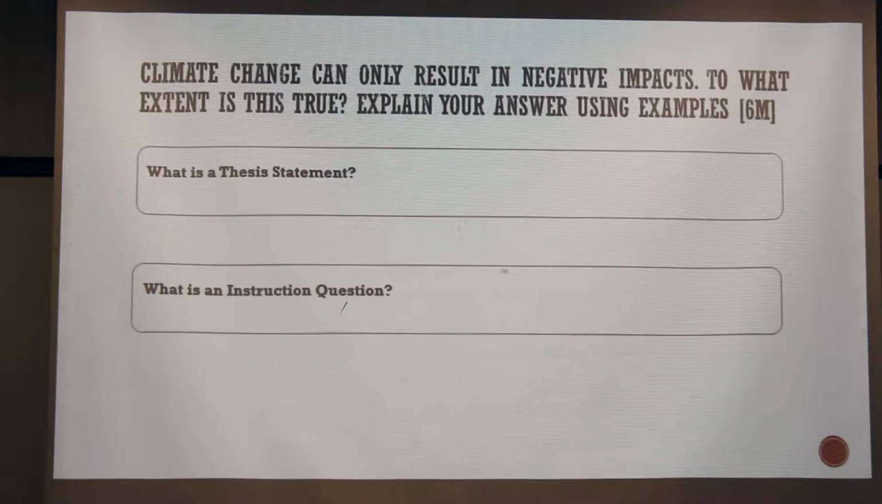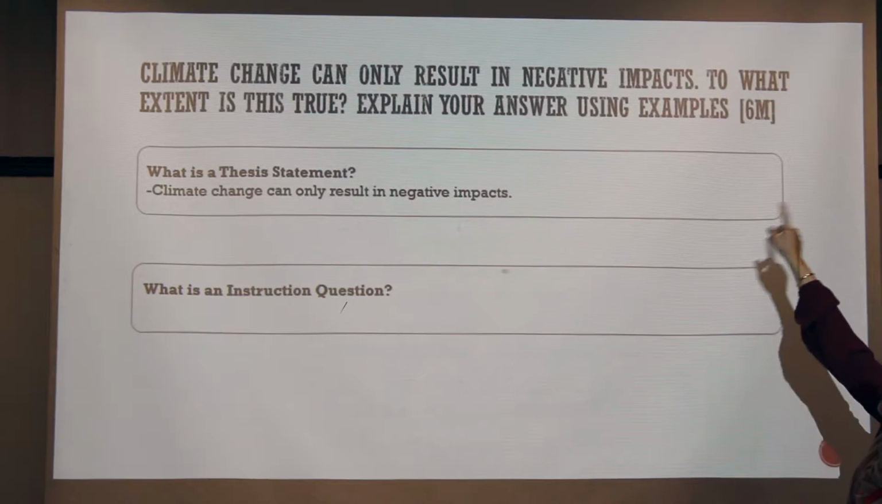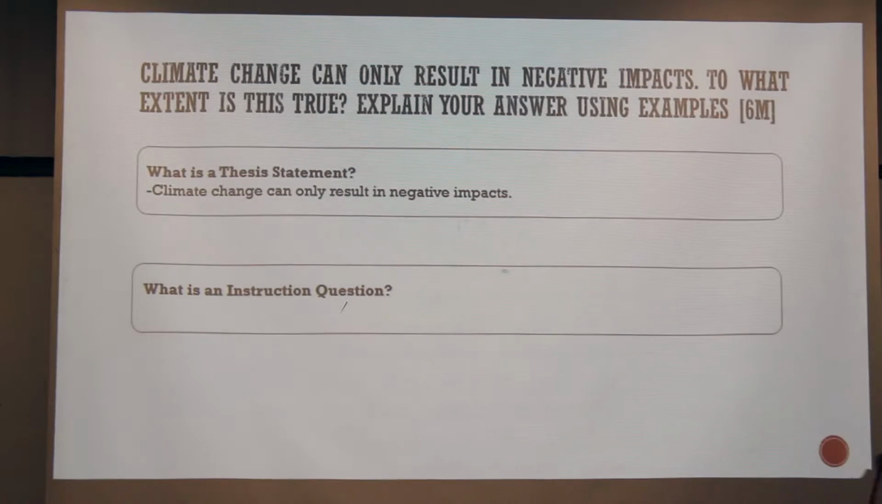For a thesis statement, what I mean is this one: climate change can only result in negative impacts. That will be the thesis statement. And the instruction question would be, to what extent is this true? Explain your answer. So in your worksheet, there is a blank worksheet with the question, climate change can only result in negative impacts.